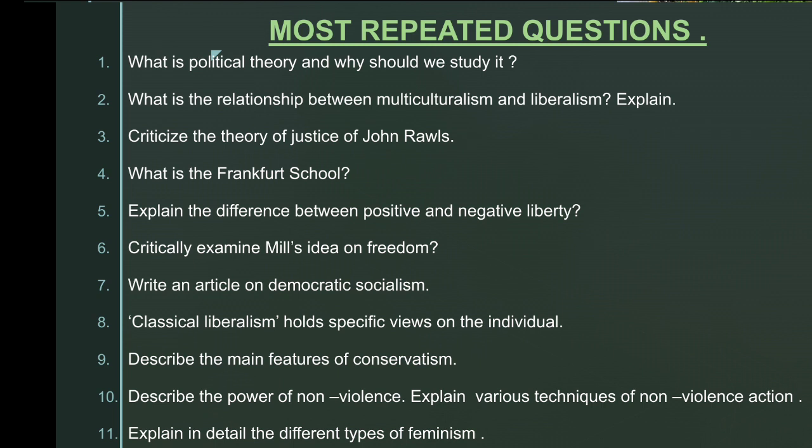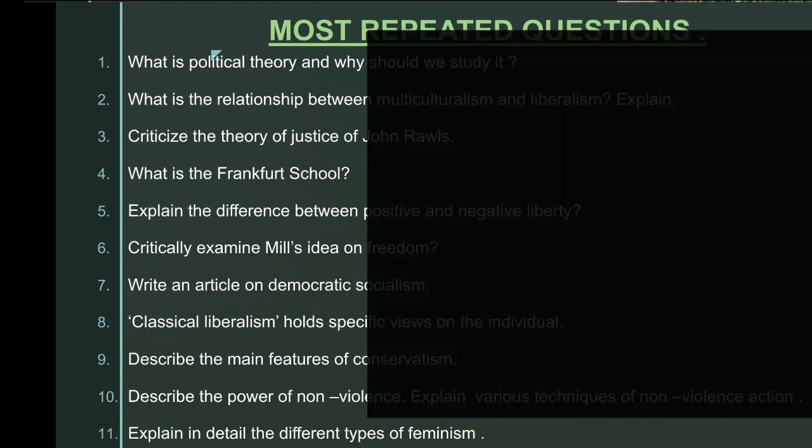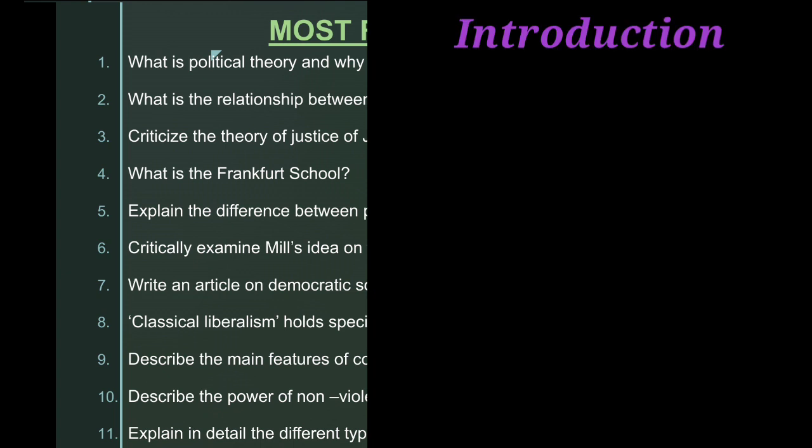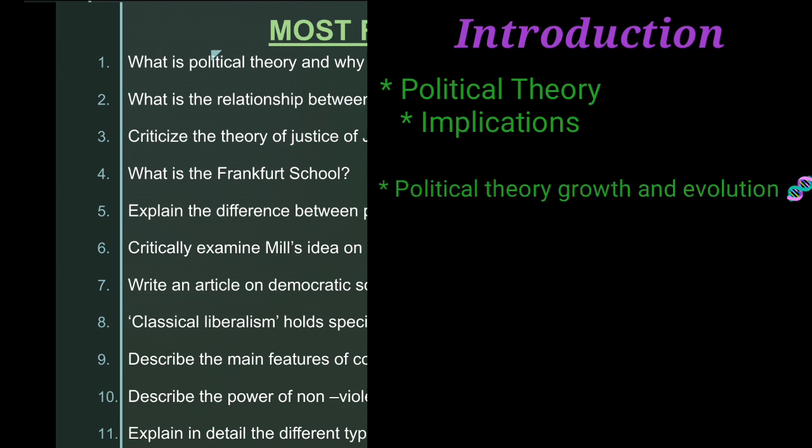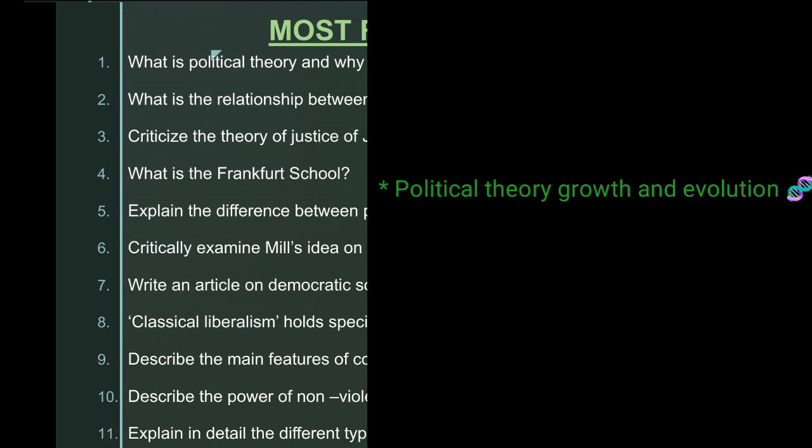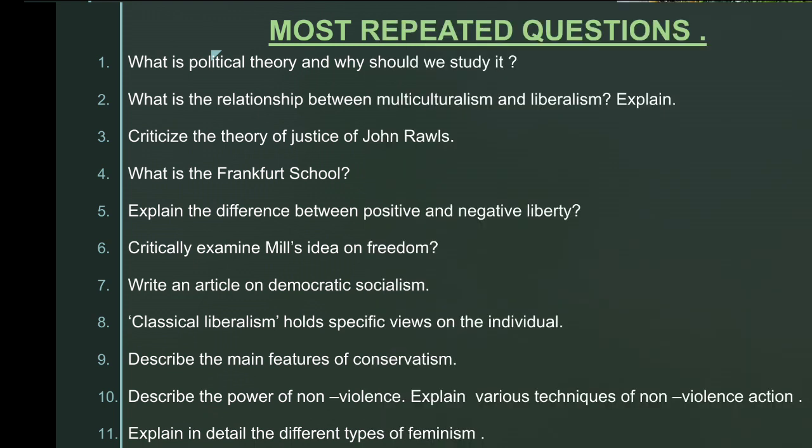Now for this, how will you prepare your answer? First of all, you will discuss what political theory is, then its implications. After that, what is political theory's growth and how does it evolve? For example, the classical theory, the modern theory, and the contemporary theory. I hope all of you have read or will be reading them.